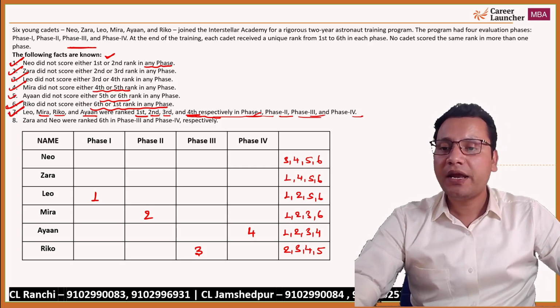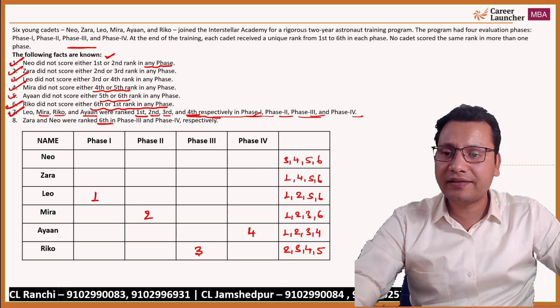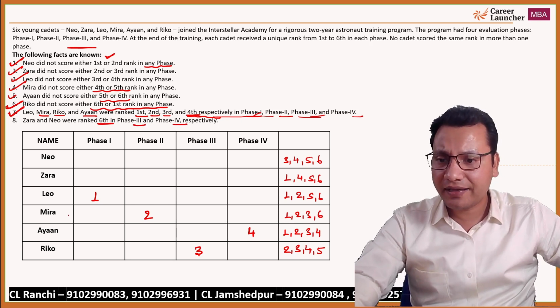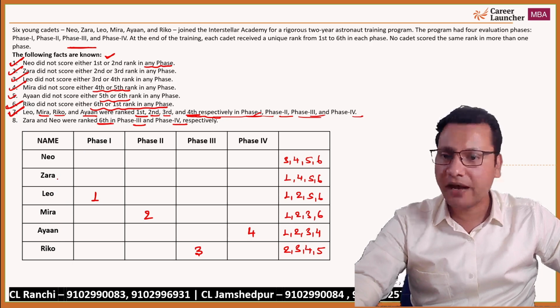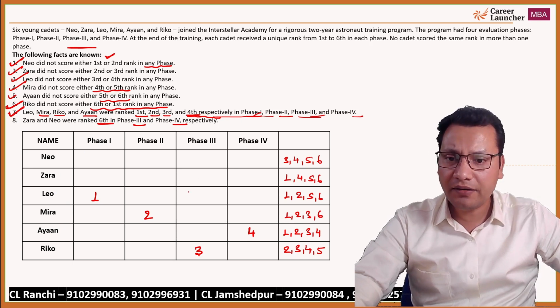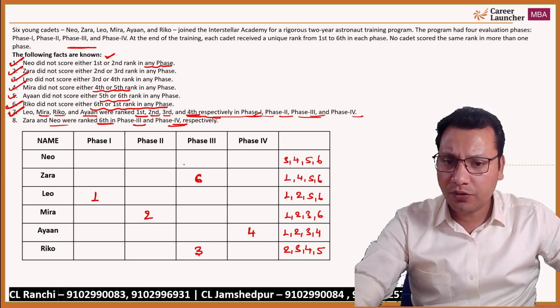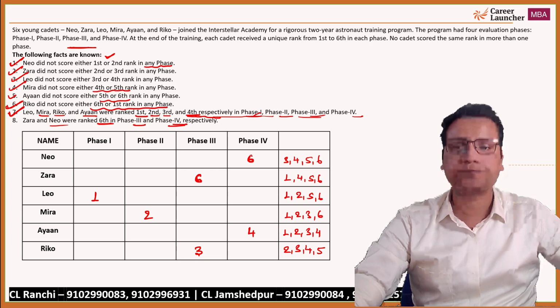Statement number 8. Now Zara and Neo are ranked 6th in phase 3 and phase 4 respectively. Zara rank 6th in phase 3, so this has to be 6th. And if this is 6th, Neo must be scoring the 6th position in phase 4. Neo phase 4, so this will be 6.